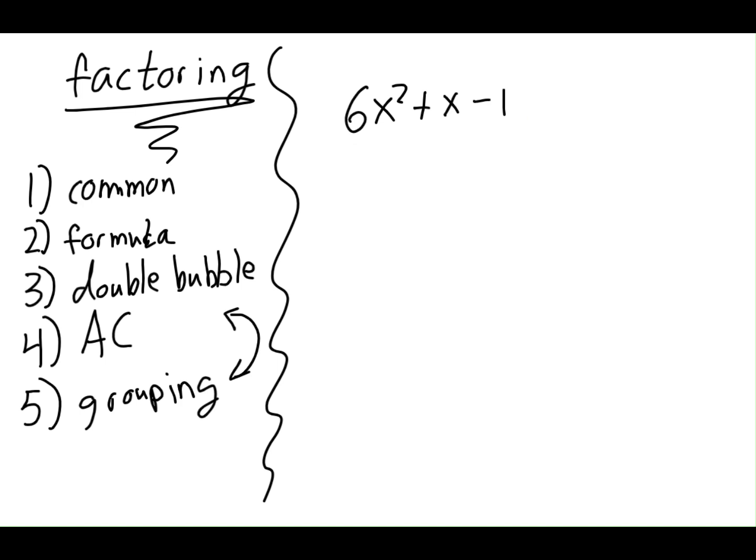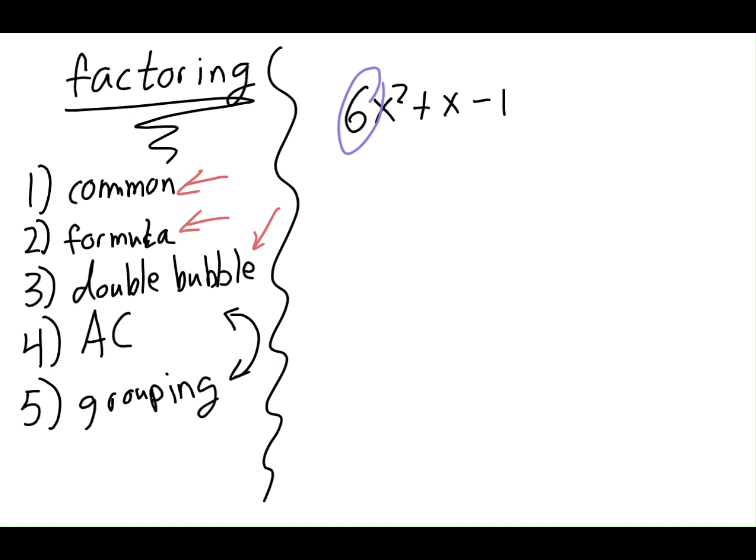Here we have 6x squared plus x minus 1. Now you might think this looks like a double bubble. But let's start off and say, okay, common factoring, nope, that failed. Formula, nope, that failed. Double bubble. Double bubble, if you ask me, requires that x squared only has a 1 in front of it. So this 6 means we can't do the double bubble.